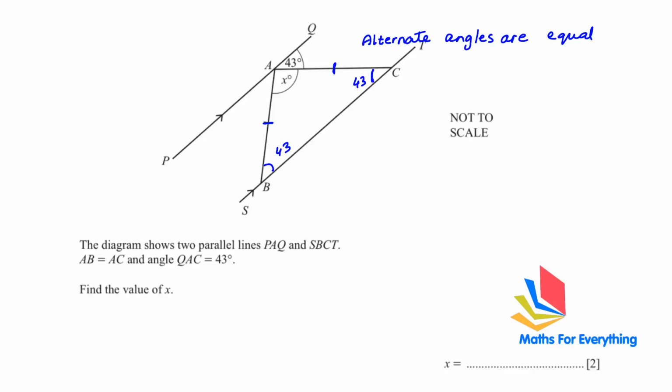And now to find x. The sum angle property of a triangle, when you add the 3 angles, they are equal to 180. So x plus 43 plus 43 is equal to 180. x is equal to 180 minus 43 minus 43, which is 94.